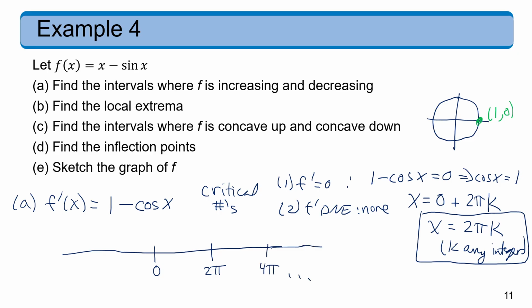But we also need to show it goes in the negative direction. So if k is negative 1, we get negative 2 pi. If k is negative 2, we get negative 4 pi. Right, it continues forever.